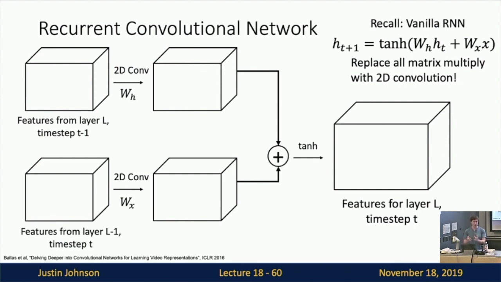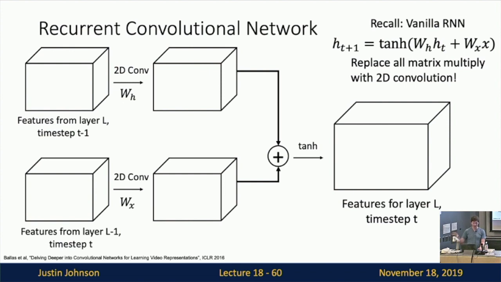Now, in order to convert this vector version of an RNN that we've seen before, we can replace all the matrix multiply operations with 2D convolution operations instead. So to get a recurrent convolutional form of this vanilla RNN, we can use this architecture. Given our two feature tensors, one from the same layer in the previous time step and one from the same time step in the previous layer, we can project each of them to some new feature tensor using a 2D convolution operation, then sum them, and then squash the result with a tanh.